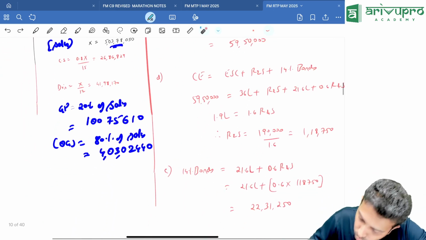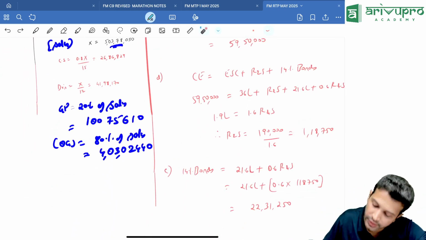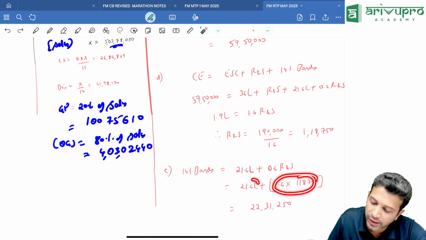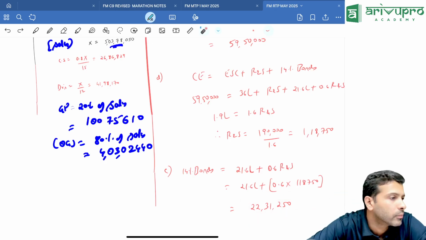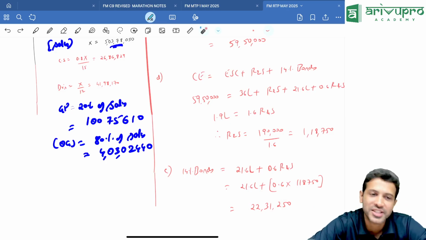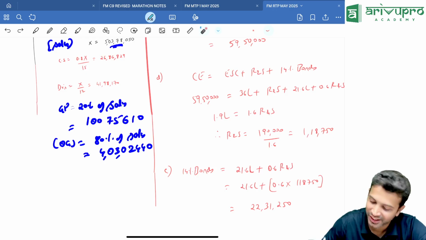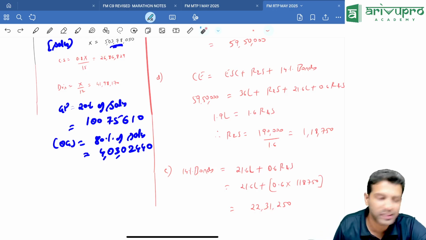Substitute that. Now, reserves and surplus is 118,750. 0.6 times that, and add 21,60,000, you will get the value of bond. Proper question. Okay. Basically, this is given to waste time. That's all it is, at the end of the day. So, bond ka value is 22,31,250.